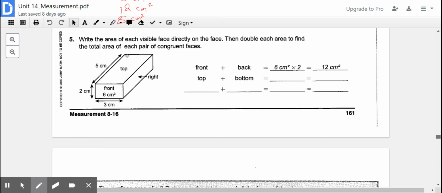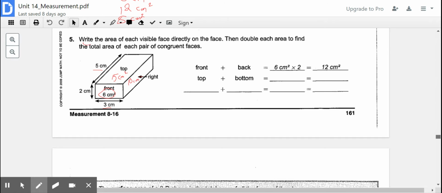We're going to write the area of each visible face directly on it. And the front is done for us. It's 6 centimeters squared, and they got that by multiplying the length times the width. So the top is going to be 5 by 3, so that's going to be 15 centimeters squared. And the right is 2 by 5, so that's 10 centimeters squared.